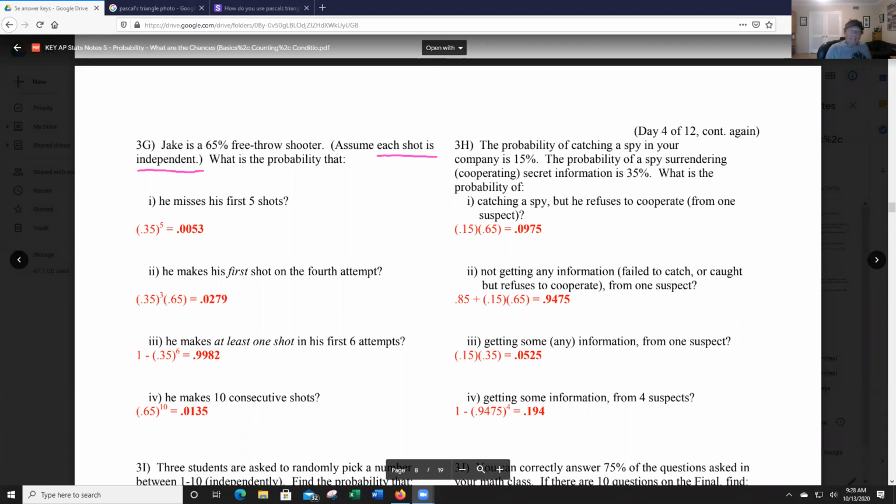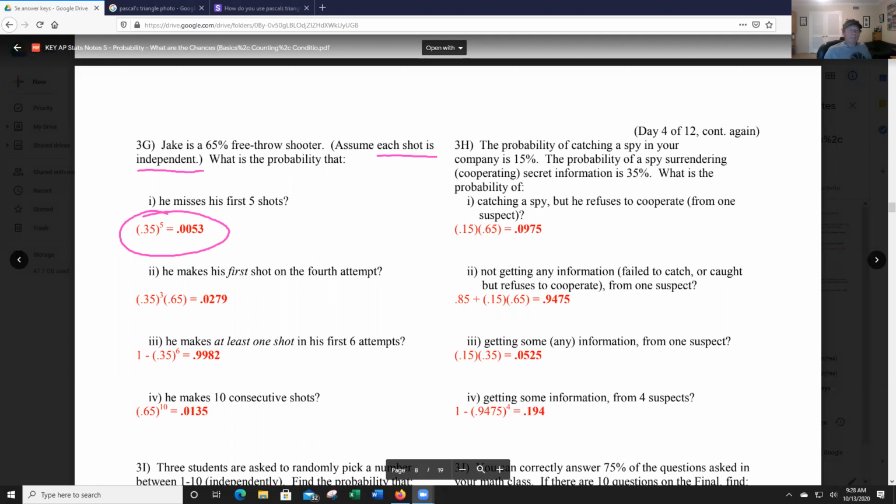But the NBA actually studied this, and they pretty much came to the conclusion that every free throw is independent for most people. Okay, all right. What are the chances he misses his first 5 shots? That's 5 in a row. There's only one way to do that, and that's to do the complement of 0.65, which is 0.35, and then go to the 5th power.